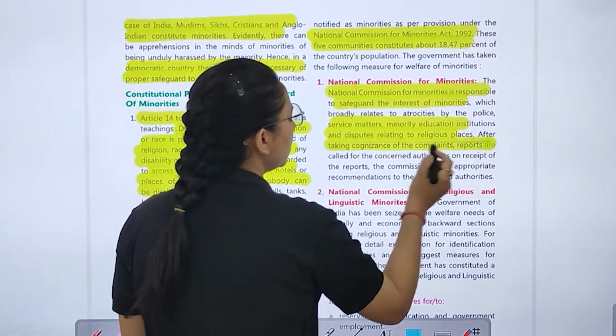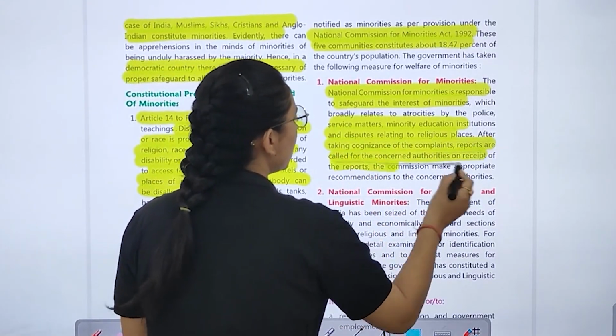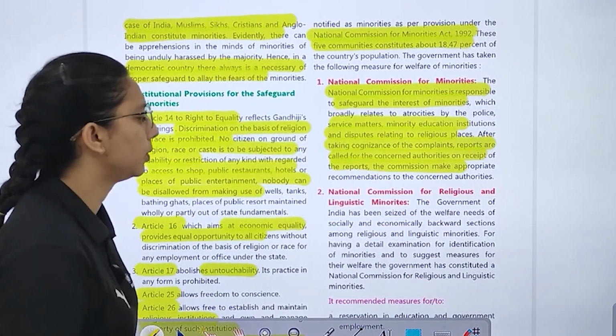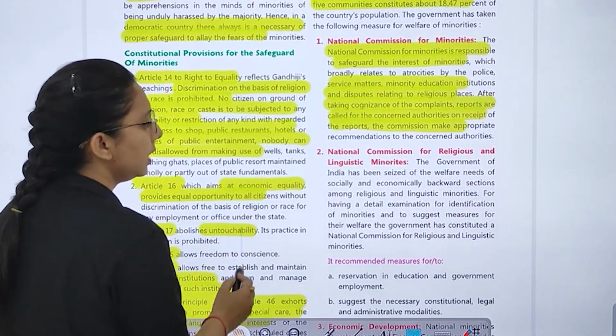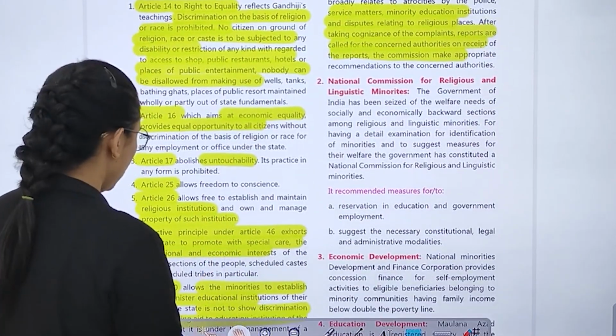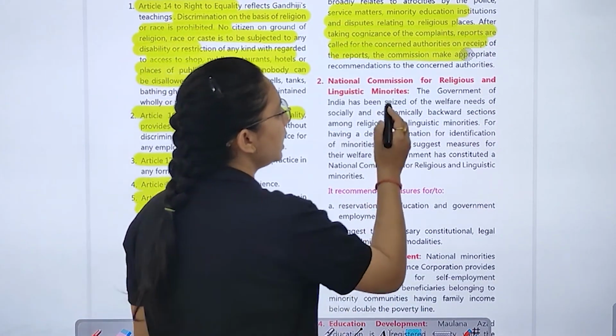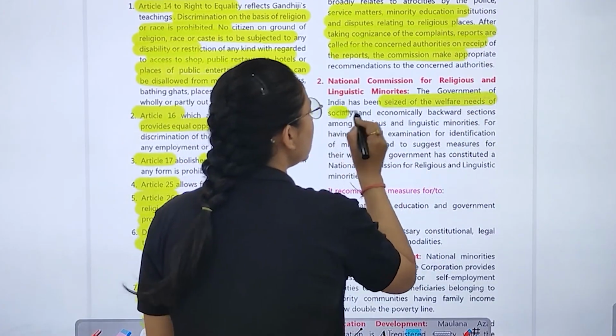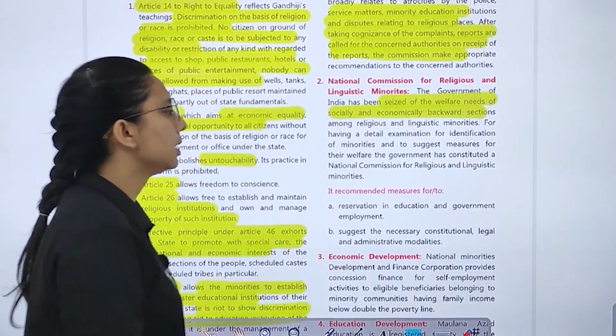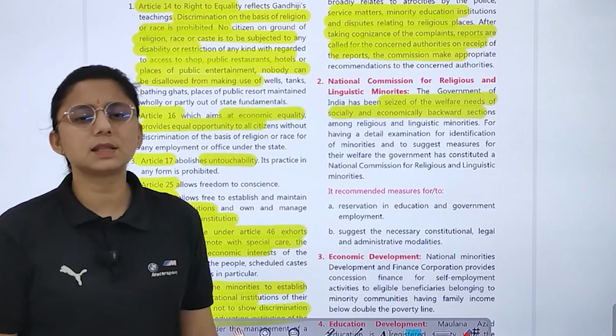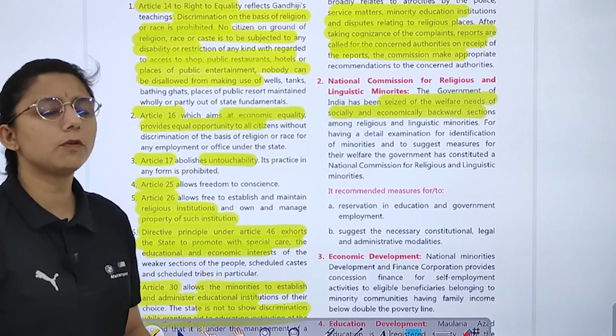After taking cognizance of the complaints, reports are called from the concerned authority. On receipt of the report, the National Commission on Religious and Linguistic Minorities examines them. So we can say that the Government of India has seized the welfare needs of socially and economically backward sections. A detailed examination is given for the identification of minorities.